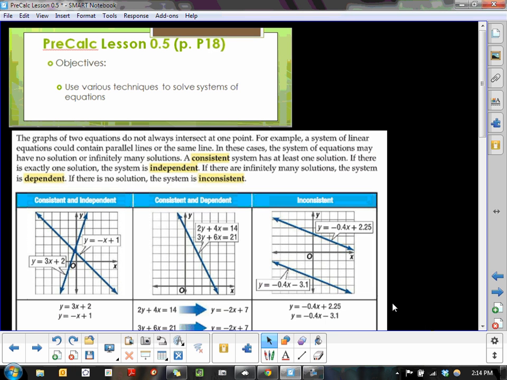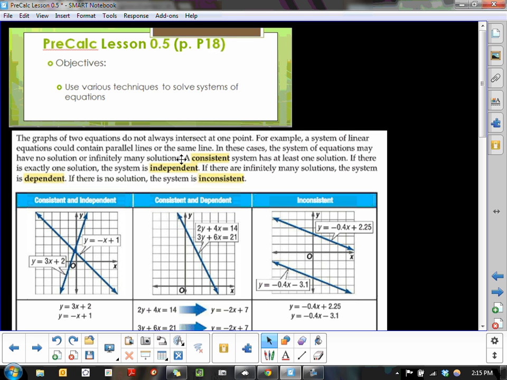The previous examples where we were practicing the techniques of solving linear equations in 2 or 3 variables always resulted in one solution. That's not always the case, and what they want to point out here is graphs of 2 equations do not always intersect at one point, which means there's more than one possibility. For example, a system of linear equations could contain parallel lines or the same line. In these cases, the system of equations may have no solution or infinitely many solutions.